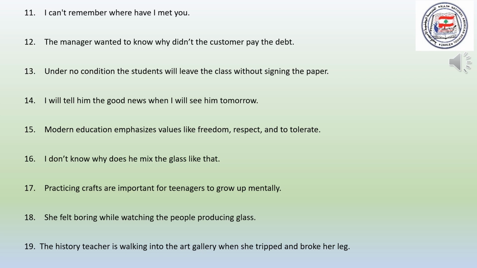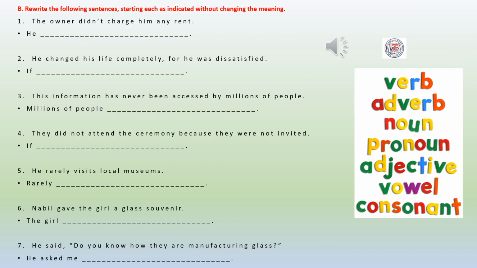Remember, the errors have to do with subject-verb agreement, verb tenses, adjective and noun clauses, parallelism in terms of verbs and adjectives, time clauses, etc. Finally, we have exercise B. Rewrite the following sentences starting each as indicated without changing the meaning. Sentence number 1, the owner didn't charge him any rent, and you have to start your new sentence with he. Sentence number 2, he changed his life completely, for he was dissatisfied.